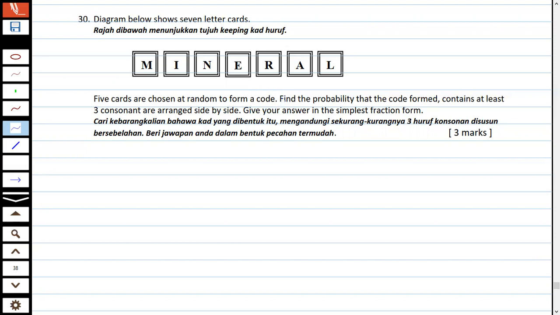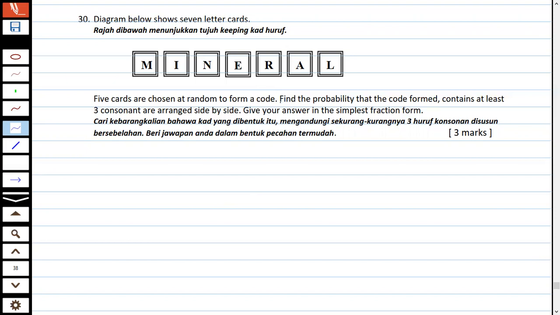And arrangement is permutation. Understand? Arrangement is permutation, so not combination, guys. It's permutation. So that is the first thing you must make sure you are clear about: whether you want to use permutation or combination.